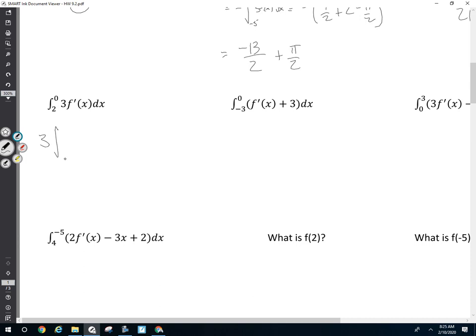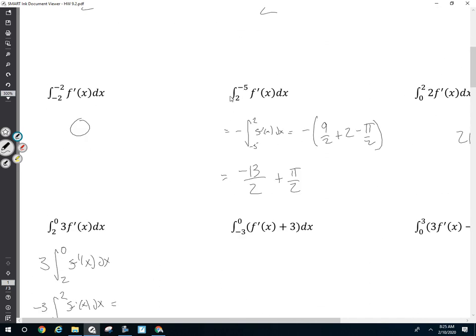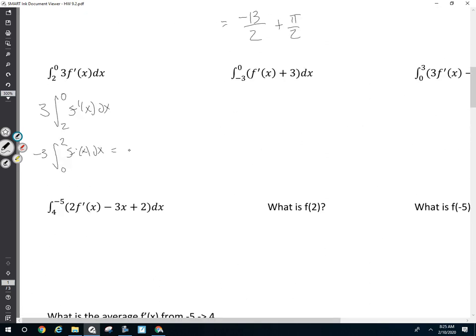Okay, 2 to 0. 3, keep the integral the same. But then what I would do is make this a -3, turn this from 0 to 2. 0 to 2, 2 minus pi over 2, so I'll have -3 times 2 minus pi over 2, which becomes negative 6 plus 3 pi over 2.